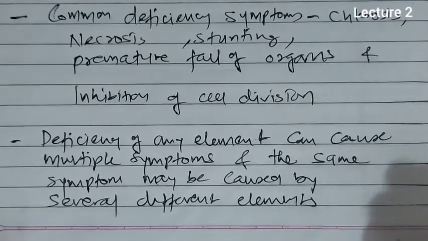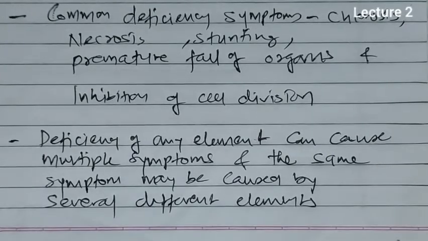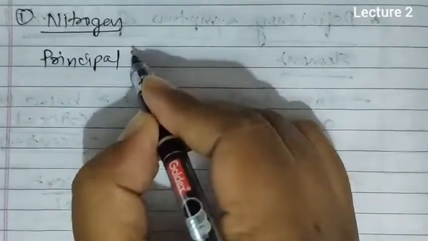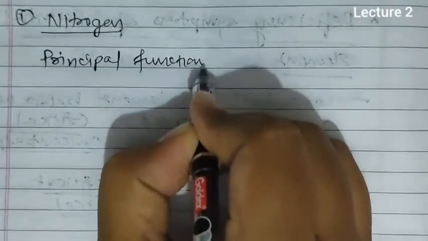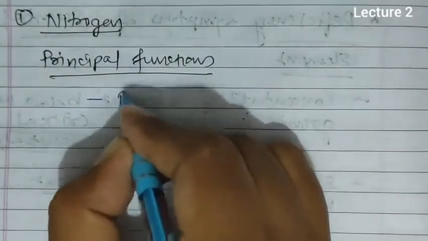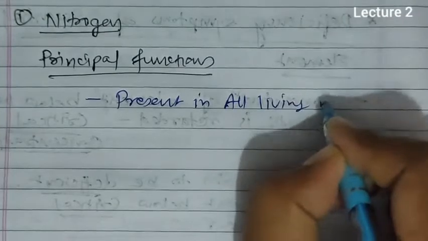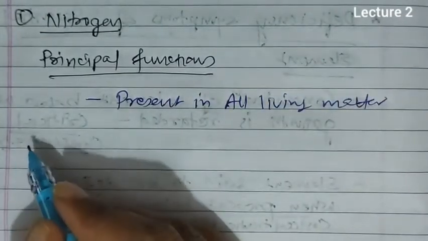So now we are going to deal with the functions and deficiency symptoms of some of the mineral elements, which can be macro or micro, but we are going to deal with one element one by one. So now we first talk about the first mineral element, that is nitrogen. Now when we talk about the principal function of nitrogen, it is present in all living matter.